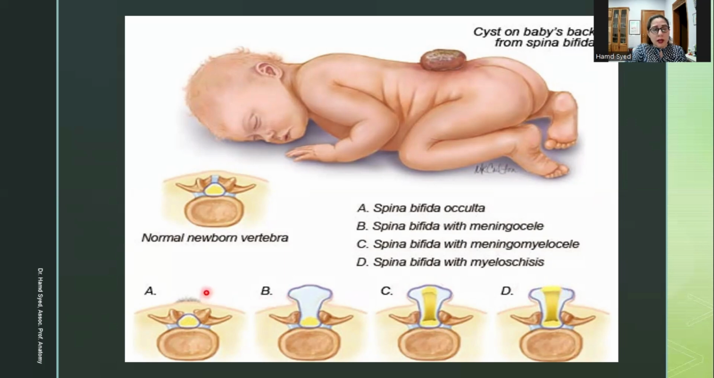And if we compare it with spina bifida occulta, you can see the skin is intact and there's only a tuft of hair over here, and the spinal cord and meninges are in their normal location. The defect is only in the vertebral arches. So A over here is spina bifida occulta.